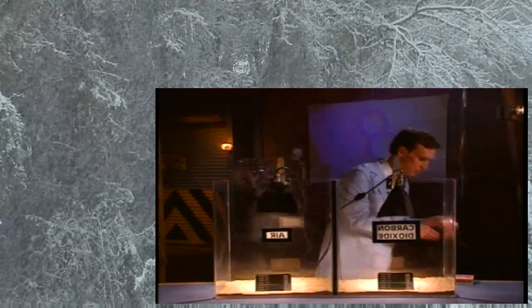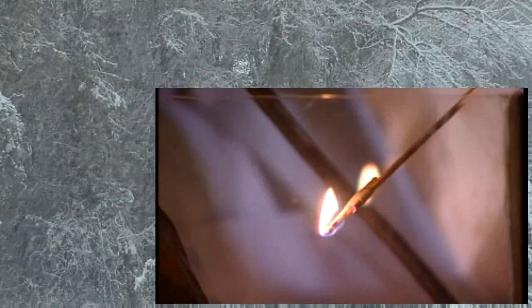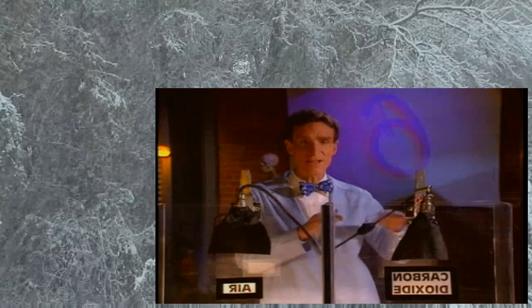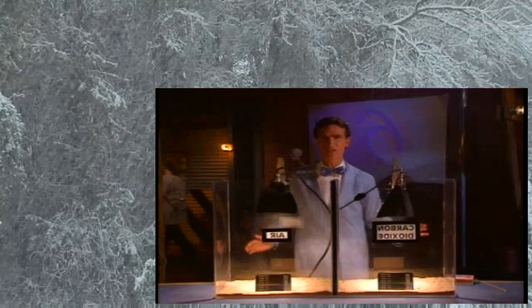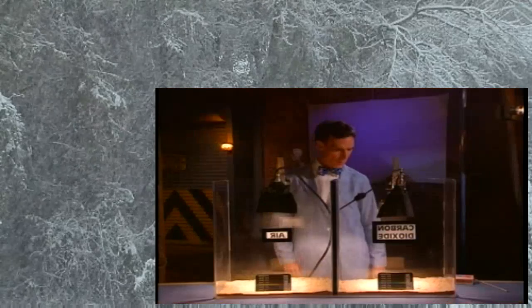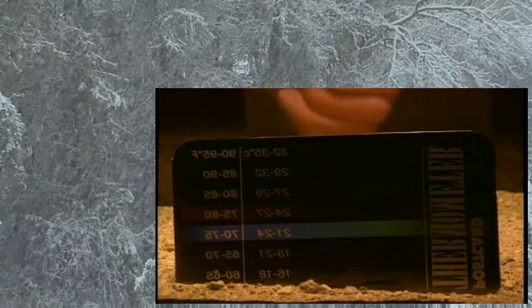If I take a match, let it burn. It burns fine in air. But in carbon dioxide, CO2, it goes right out. Carbon dioxide puts it out, just like water. Now, carbon dioxide is heavier than air, so it stays in this side of the tank. Now, take a look at the thermometers. The one on the air side is reading around 20 degrees Celsius. But the one on the carbon dioxide side is reading a little bit higher, just a few degrees warmer.